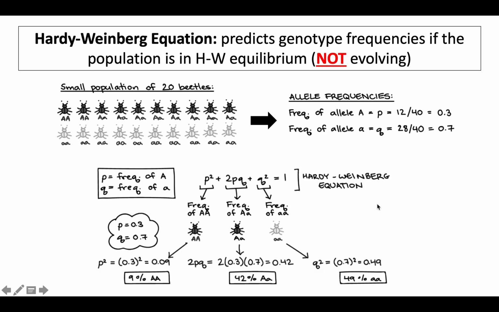The Hardy-Weinberg equation is looking at genotype frequencies. P squared is a genotype frequency. 2pq is the genotype frequency for a heterozygote. Q squared is the genotype frequency of homozygous recessive. And you can make predictions of those genotypes using this equation. Right? So if we know our allele frequencies, we can then predict what the genotype frequency is for homozygous dominant by taking p squared.